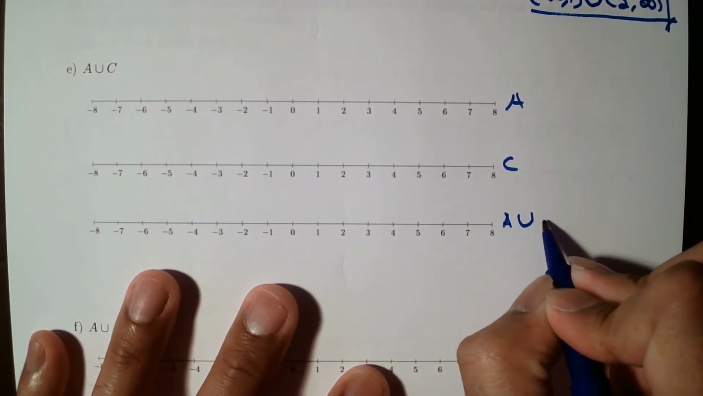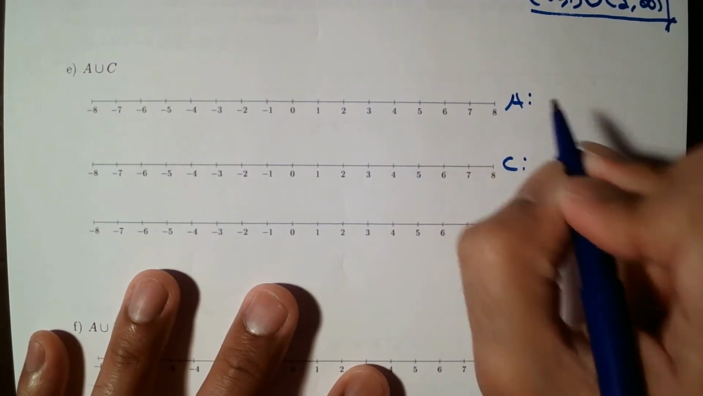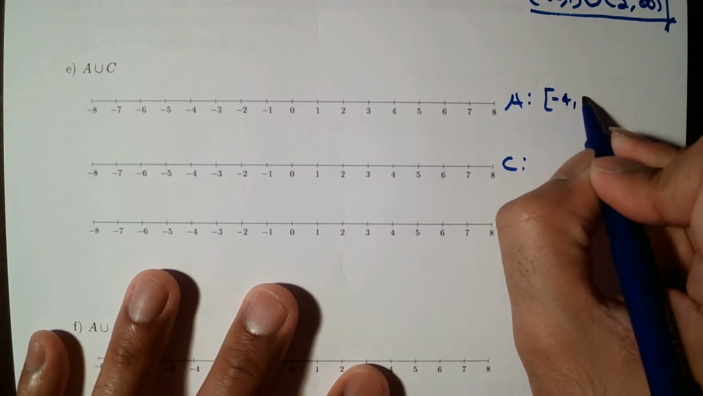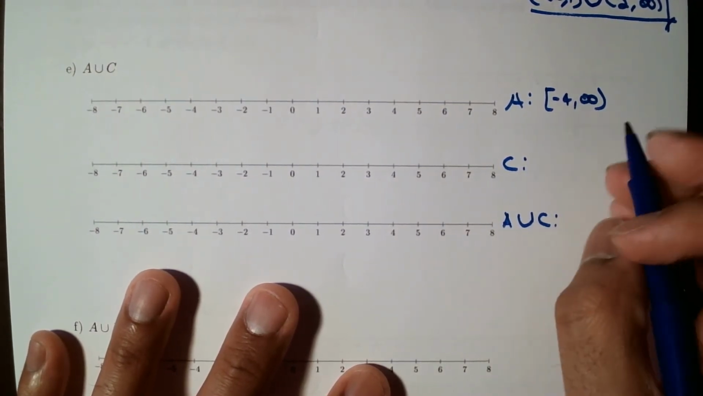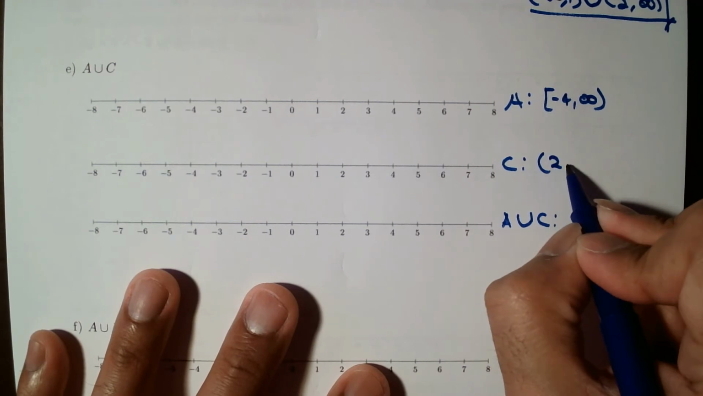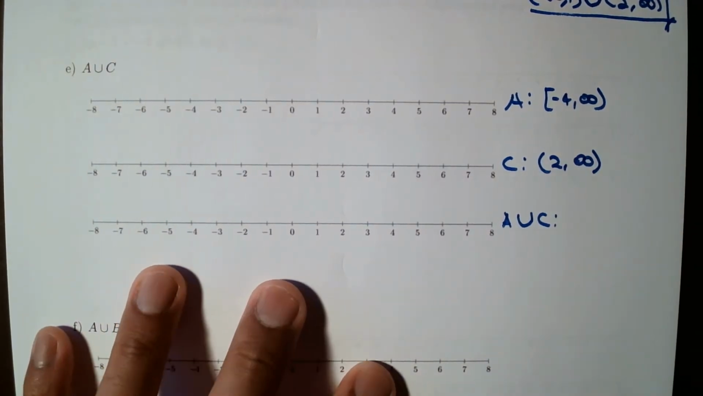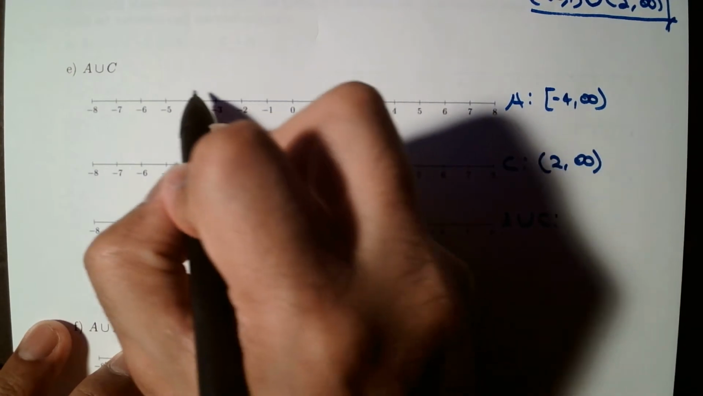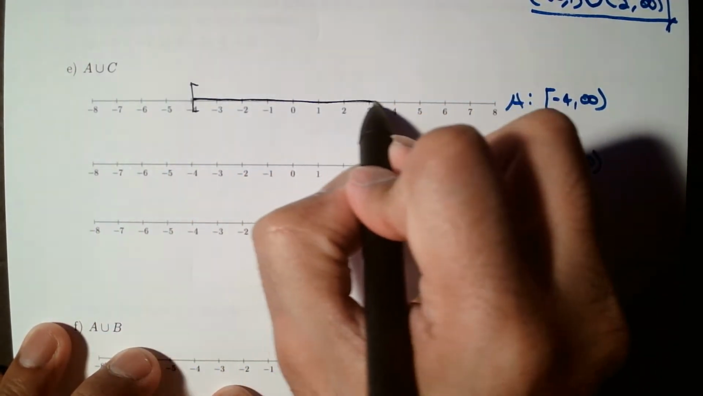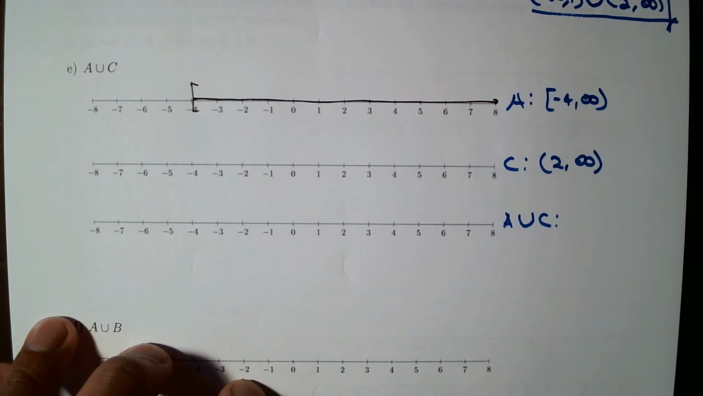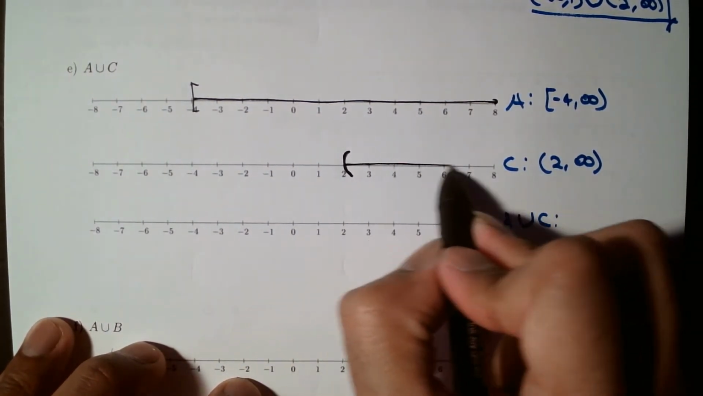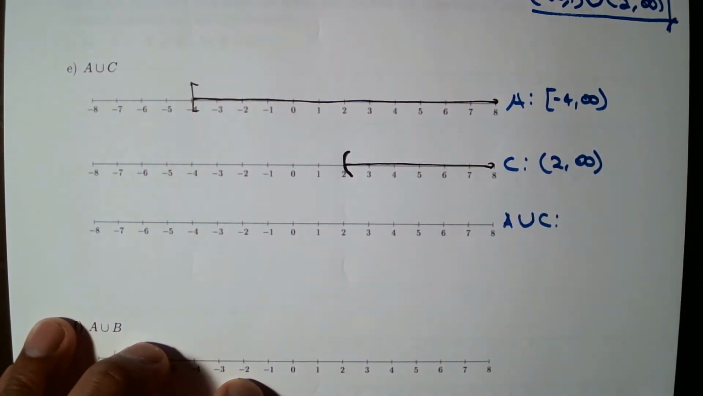A union C. Let's see what's going to come out of this. Well, in this case, A is from negative 4 to infinity, and C is from 2 to infinity. Let's see what the union is going to be here. We already did this one before, but this time we're going to look for something different, not the overlap, but actually the union of them.